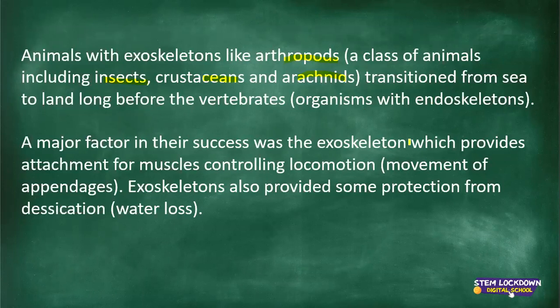A major factor in their success was the exoskeleton, which provides attachment for muscles controlling locomotion. Remember, locomotion is the movement of appendages. Exoskeletons also provided some protection from desiccation, which is the water loss, because of that hard shell. That shell is a protective structure, so it prevents the water loss. Then it provides ease of movement. So it adapted. You see, the key point of what we are learning here is adaptation is key.